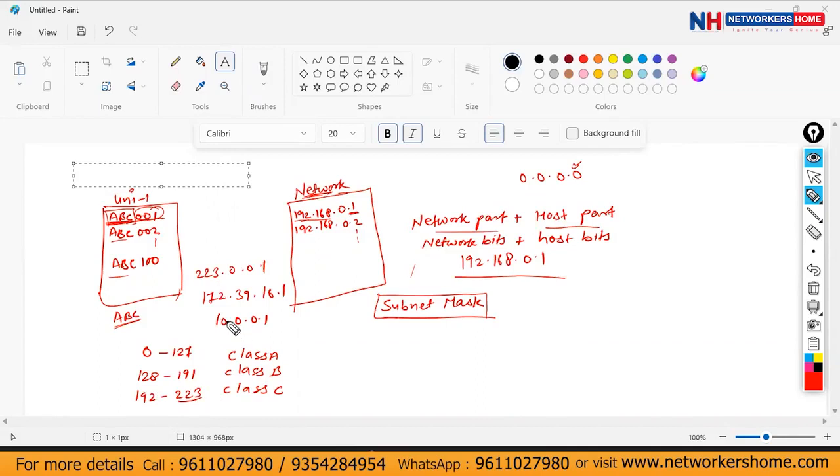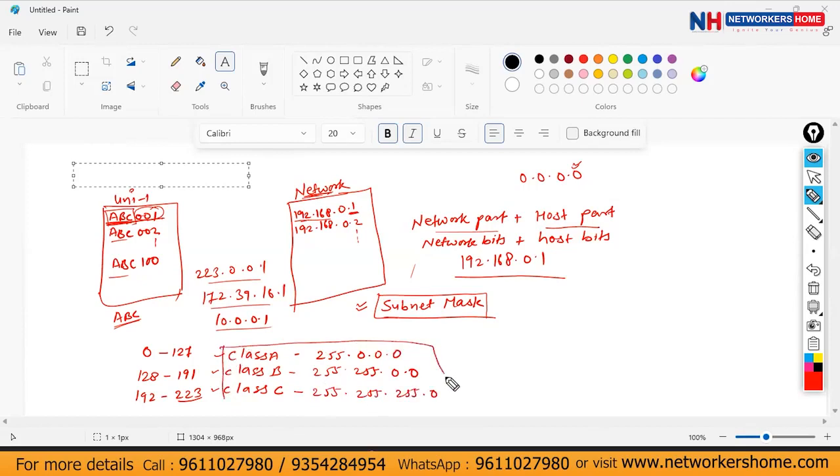Okay, so you know about the classes now, but in each and every IP address, we say there is a network part and a host part. To define that network part and host part, we have the subnet mask. For class A, B, and C, a default subnet mask has been defined. For class A, the default subnet mask is 255.0.0.0. For class B, it is 255.255.0.0. For class C, it is 255.255.255.0. So this is the value of the default subnet mask for your classes.